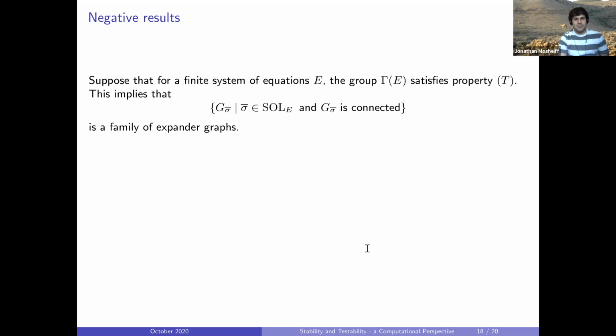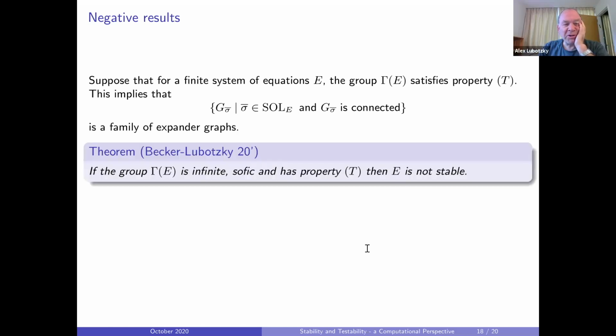So we're going to look at groups with property T. Again, for the non-group people here, just think of property T as saying, that's not exactly what property T says, but for our goals that suffices, that the family of connected solution graphs for E is an expander family. For the professionals, this is exactly what is called property tau.